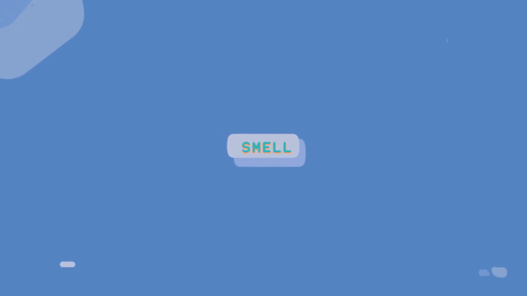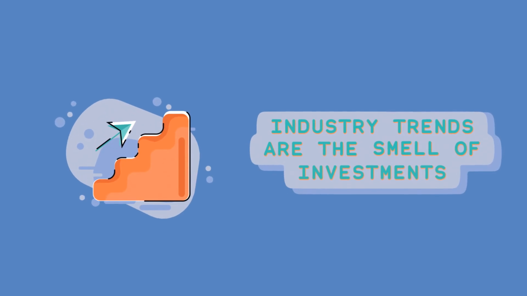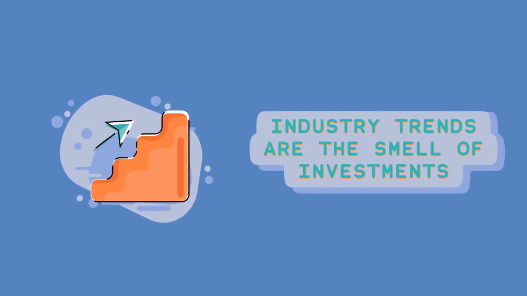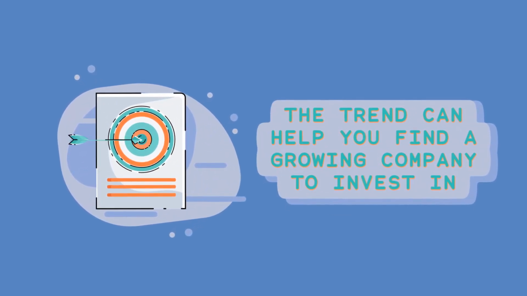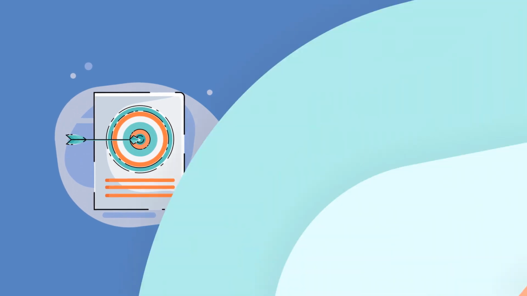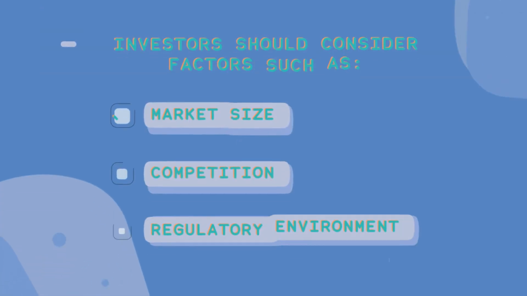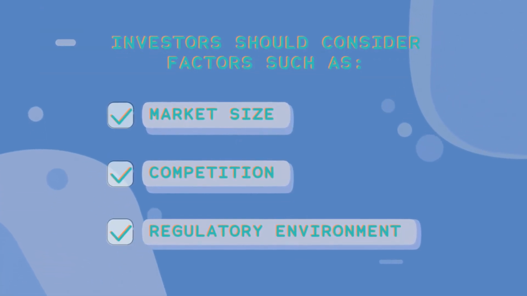Smell. Here you discover the wine's aroma, including its intensity, complexity, and character. Industry trends are similar to the aroma of a wine and can provide details on the company's quality. Analyzing industry trends can provide insights into the potential for growth and profitability of an investment opportunity. Investors should take into account factors such as market size, competition, and regulatory environment.